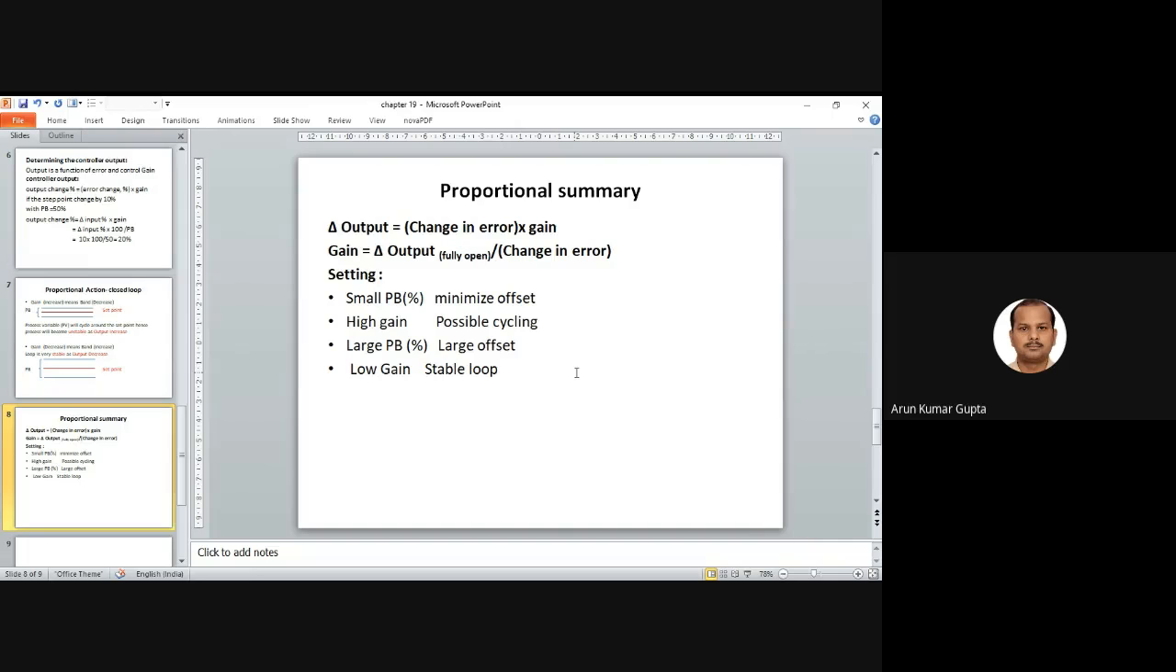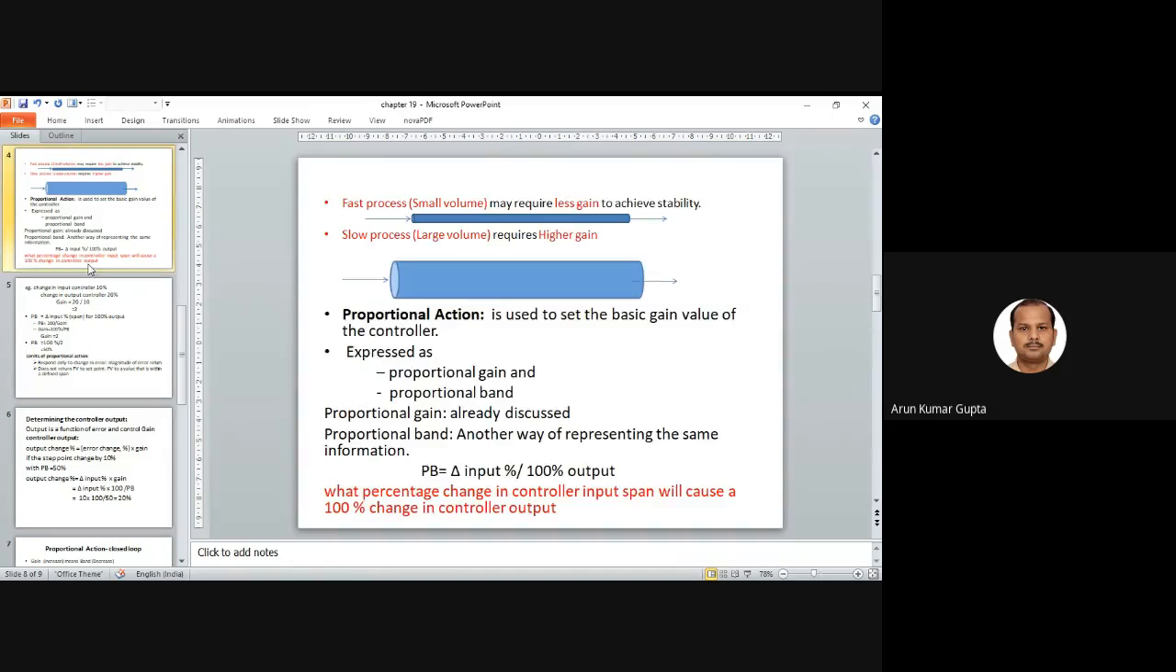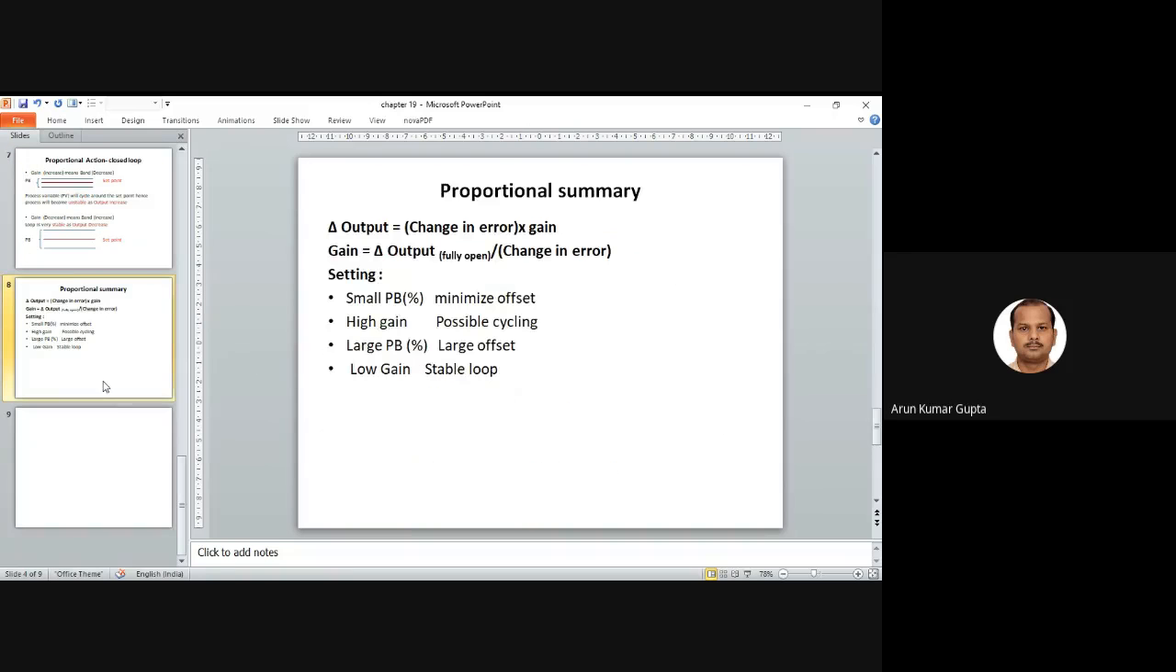So low gain means, as I showed here, if we have a small volume, less gain should be required to achieve stability. Otherwise, the system will be unstable, right? But in case of a slow process, higher gain can be used and the system will still be stable. So these are a few points.